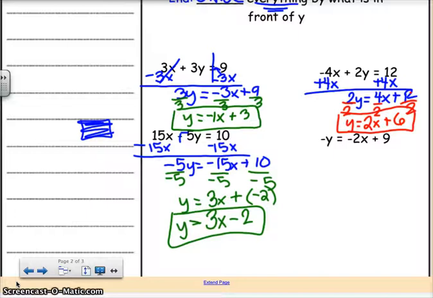Next, I don't have to add or subtract the x term because the x is already on the opposite side. So I just have to move this negative 1. So what I'm really doing, the trick behind here, is just change the sign of everything.